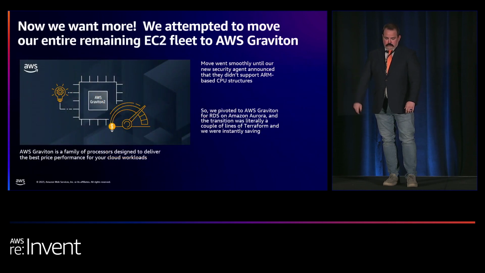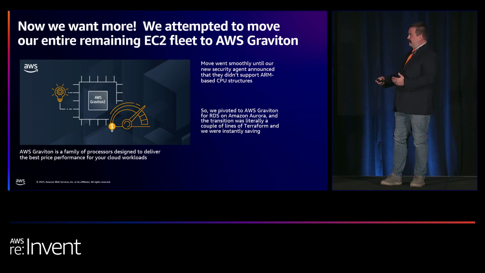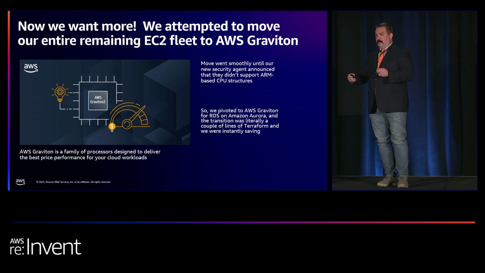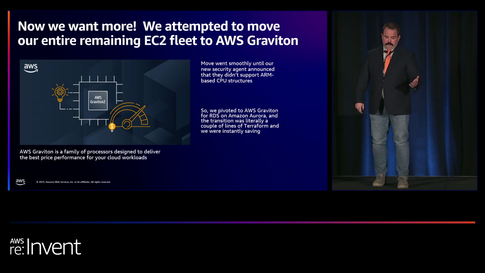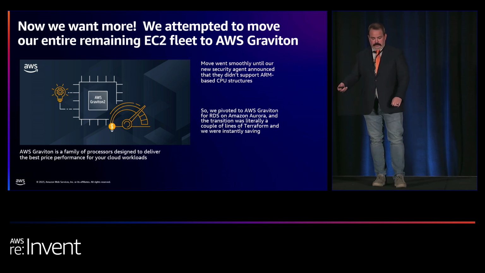So then we wanted more, right? So now the org is like, hey, we can see this. This is great. And so then we started talking about things that could still save us money, but less money, and have an impact on our carbon emissions. So we started talking about making movements of our EC2 fleet over to the Graviton processors.